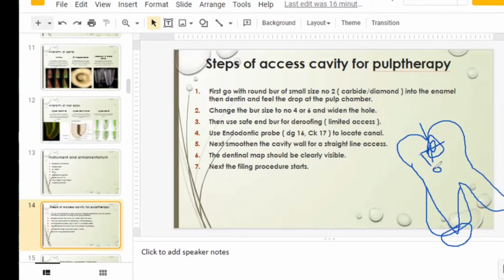These are the things that come under access opening. Then next is cleaning and shaping, and the next is obturation. Today, let us first see only the access opening part. Access opening means your round burr, again a bigger round burr, then the safe-end burr, then the endoprobe, that is DG16 or CK17. Then the dentinal map should be visible, and you should be able to locate your orifice with the endoprobe. Up to this level is called access opening.